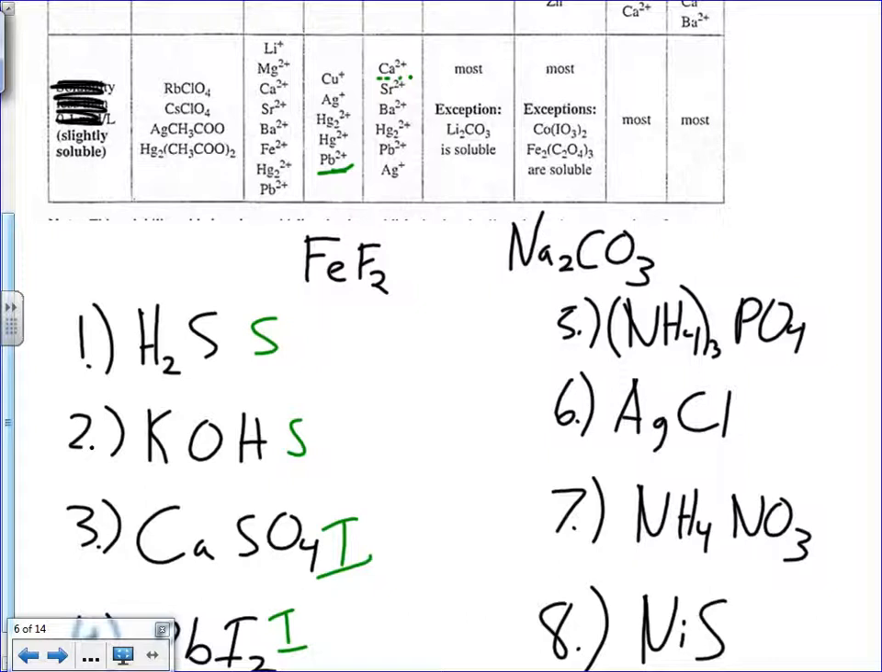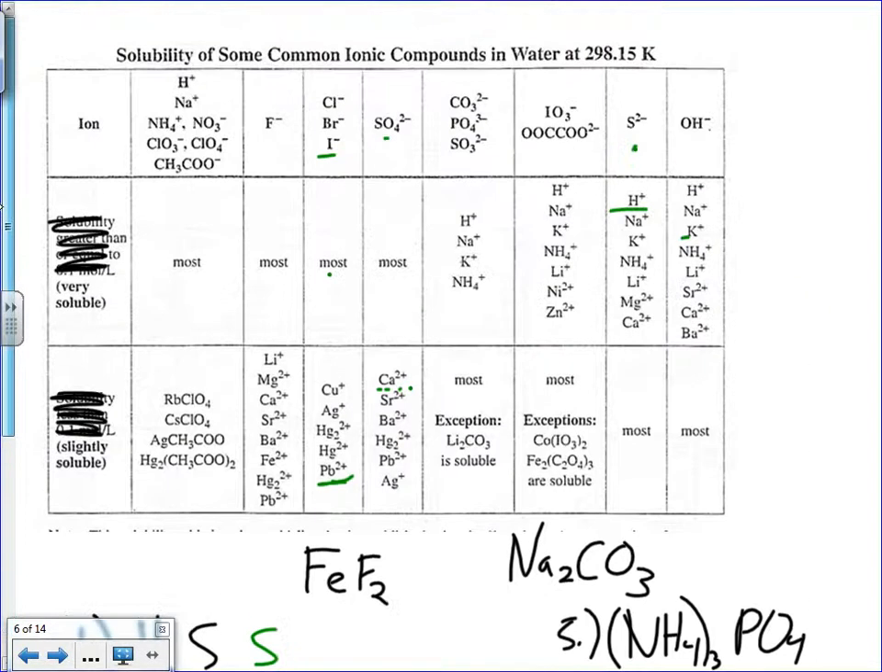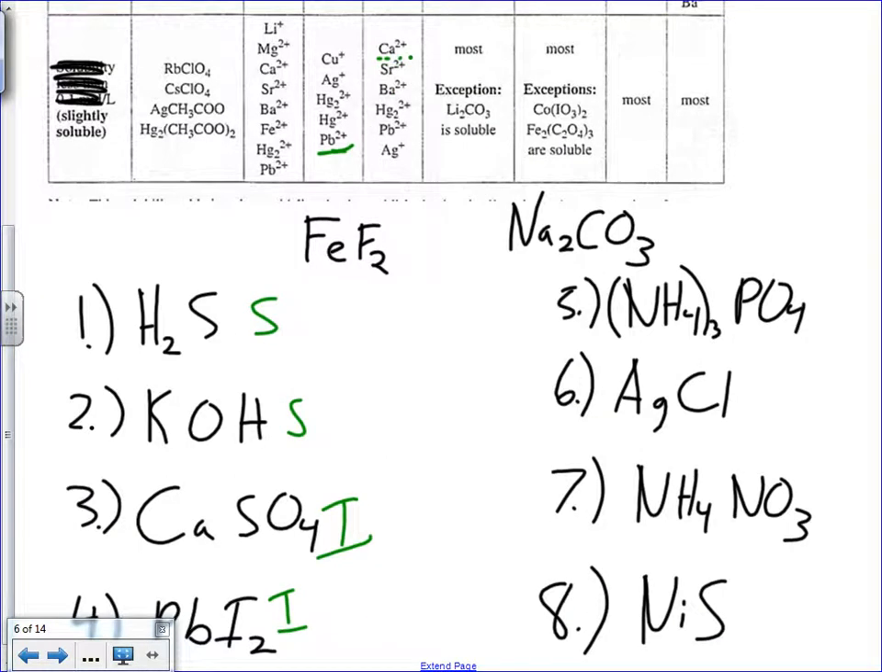Now, ammonium phosphate. I can look either way here. I've got phosphate right here, says it's soluble with ammonium, or I could go to ammonium and it says soluble with most things, and phosphate's not listed down here in the insoluble row. Either way, that compound is soluble. Doesn't matter which one you looked at. You get the same result either way. So that one is soluble.